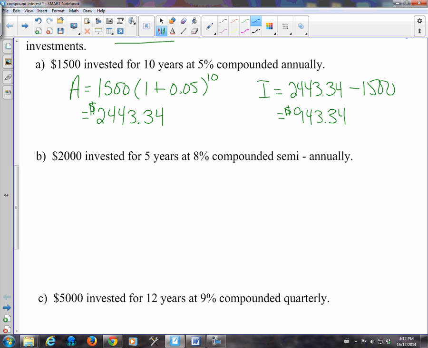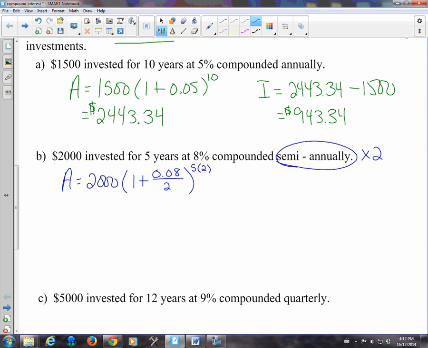So to figure out my future amount, I've got my principal, invested for 5 years at 8%, compounded semi-annually. That means 2 times each year. So I'm going to have my interest rate split between the 2 times each year. So 0.08 divided by 2. And I'm going to have my time multiplied by 2. Because 5 years twice a year would be 10 times for the 5 years. So 1 plus 0.04 to the exponent 10.